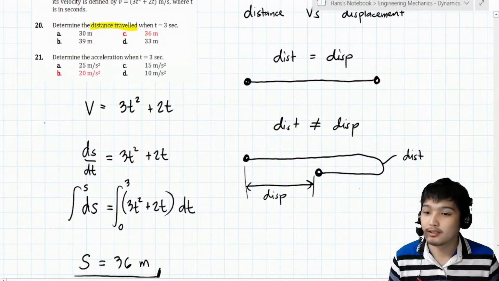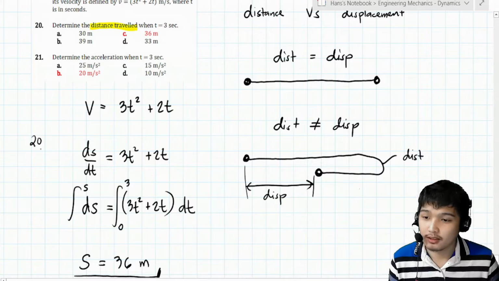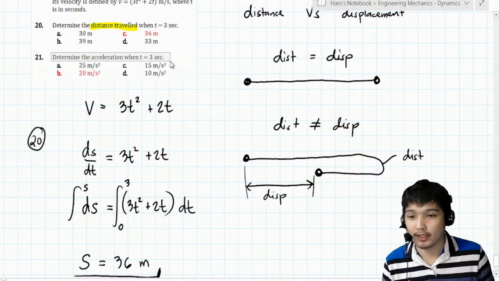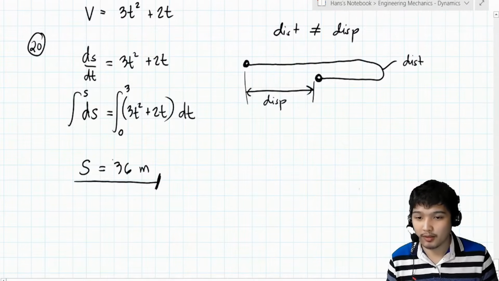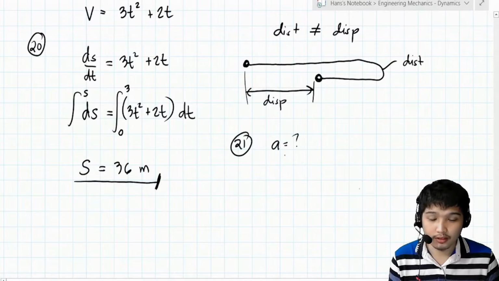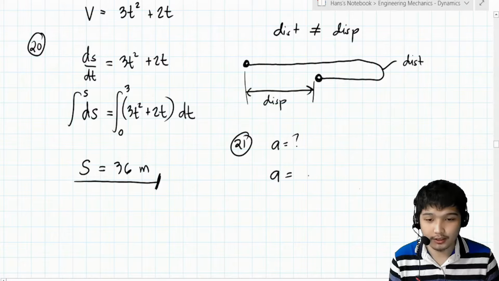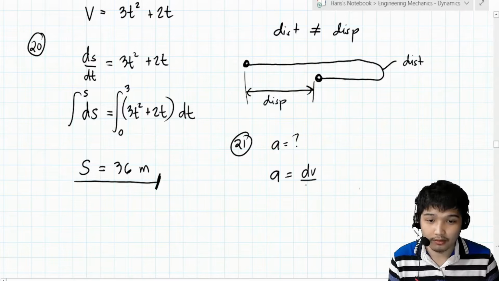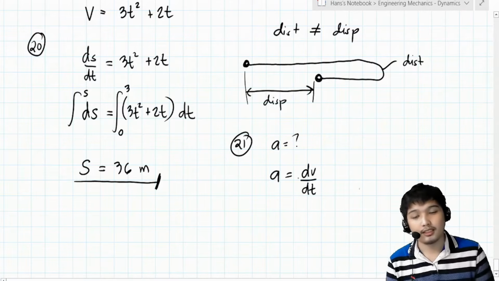Next, number 20, no? So next is asking: determine the acceleration when time is equal to 3 seconds. So how do we solve the acceleration? Recall that acceleration is the first derivative of the velocity equation with respect to time t. So that is dv over dt.